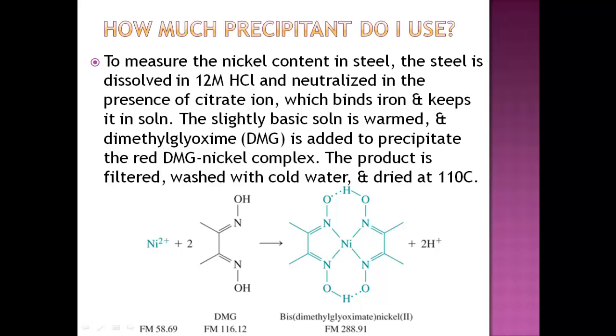To measure the nickel content in steel, the steel is dissolved in 12 molar HCl and neutralized in the presence of citrate ion, which binds the iron and keeps it in solution. So first, let's think about that. They want to measure the nickel content that's in steel. So what they do is add 12 molar HCl and bind the iron. They bind the iron so that the nickel that's left is in solution and you can react it with something else, so it's available to be analyzed. So basically they bind what they don't want so that they can go ahead and add something else to analyze what they do want.